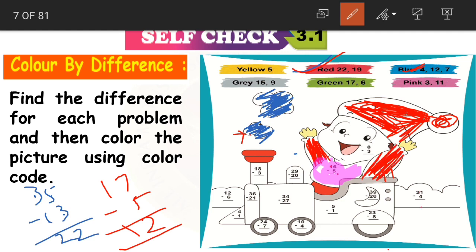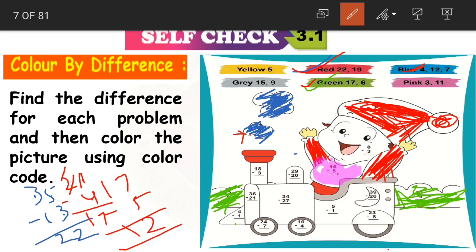Now 21 minus 4 is equal to, see, 21 minus 4. We borrow here. 11 minus 4, 7 and 1. It is 17. 17 is in which color? 17 is in color green. So we'll color this with green color. The grass is green, right? Yes. Even here 12 minus 6 becomes 6. 6 is in green. So color it with green. 4 minus 1, 3. 3 is in pink. So let us color it with pink. Yes. Now 5 minus 1 is 4. 4 is in which color? It is in blue. So let us color this one blue.